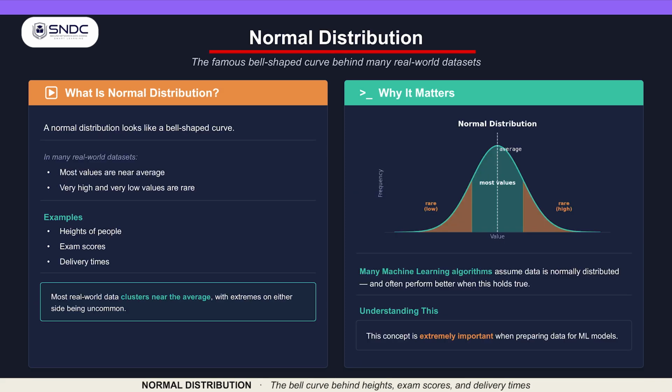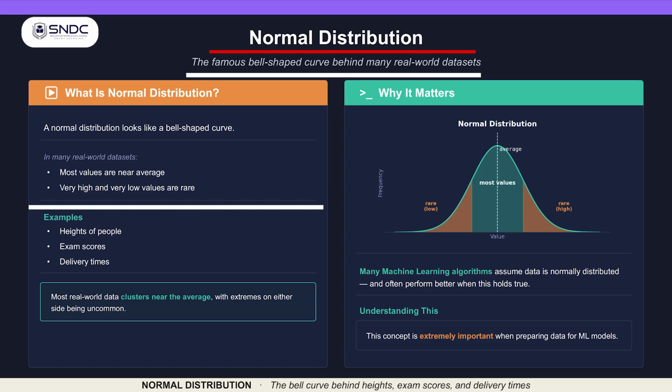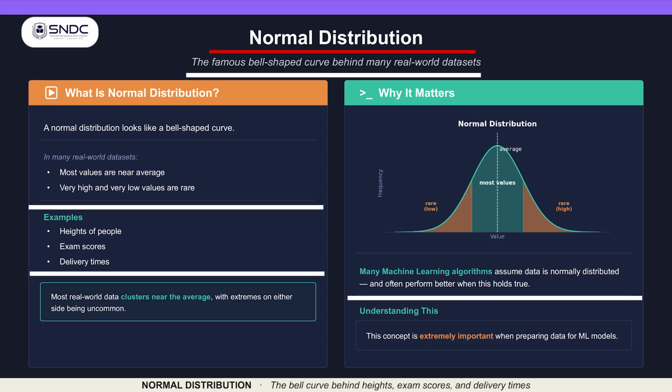One special type of distribution is the normal distribution. It has the famous bell-shaped curve. Many real-world datasets follow this pattern. Most values are close to the average, while very high and very low values are much less common. Examples include human heights, exam scores, and delivery times. Many machine learning algorithms perform better when the data follows a normal distribution, making this concept extremely important.